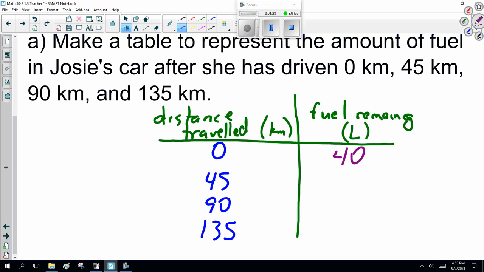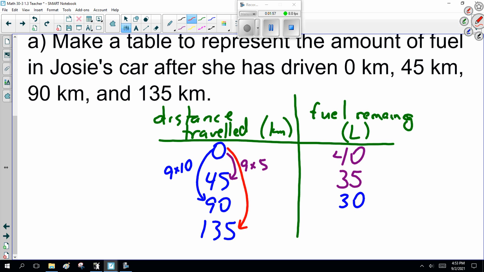Now what I'm trying to point out here, 9 times 5 is 45. So she should lose 5 liters of fuel and be down to about 35. Every 9 kilometers, she loses a liter. 9 times what is 90? 10. So she should lose 10 liters and be down to 30 liters. 135 is actually 9 times 15. So she should burn 15 liters of fuel. 40 minus 15 is 25. So there's our data points.